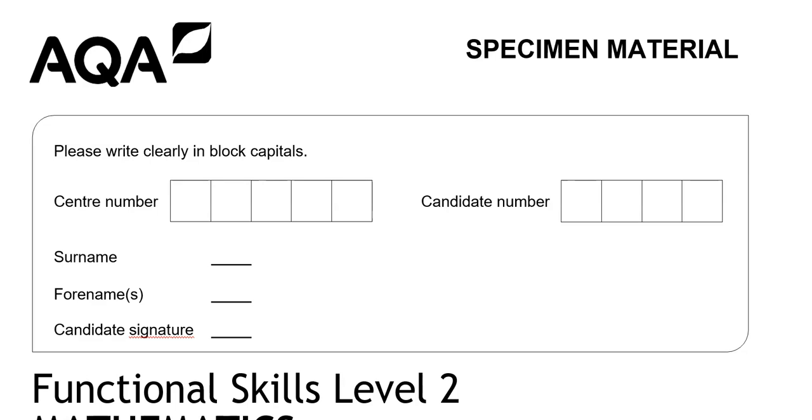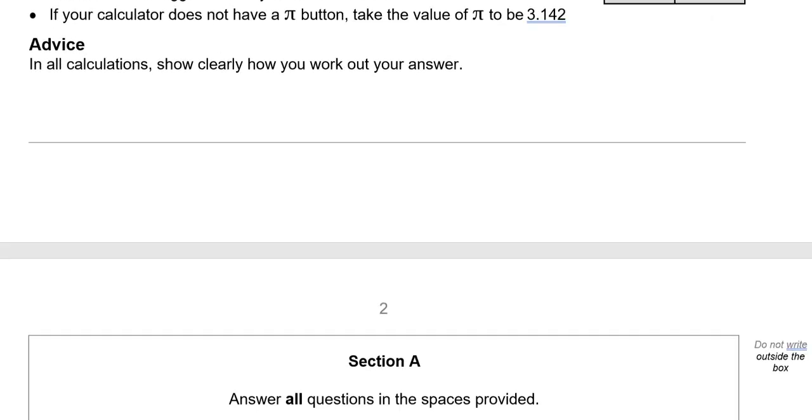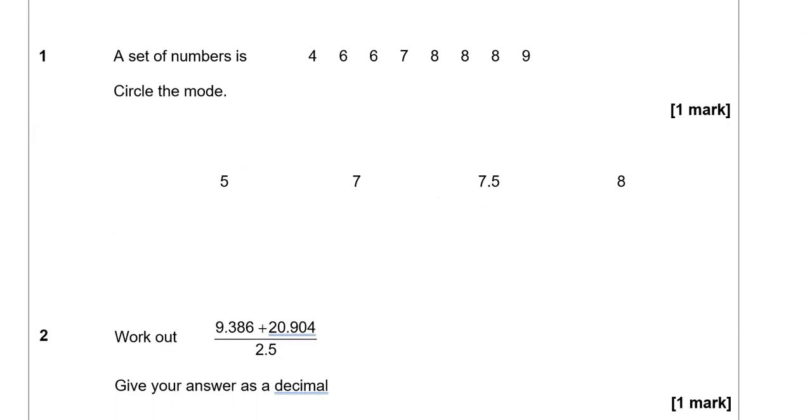This is the second part of a Level 2 Functional Skills Maths paper from AQA. In this part, you can use a calculator. We'll have a look at the questions one by one. Here is the first question.